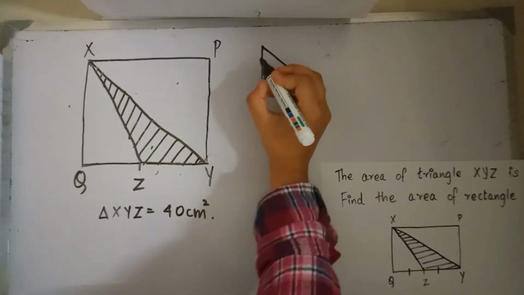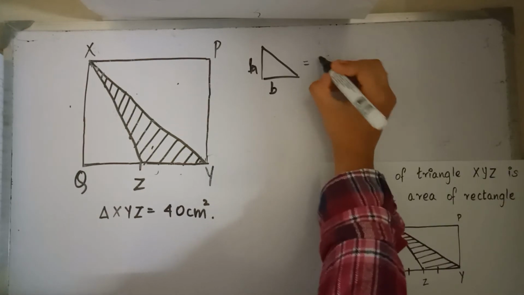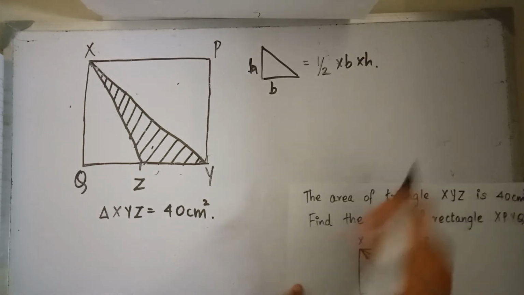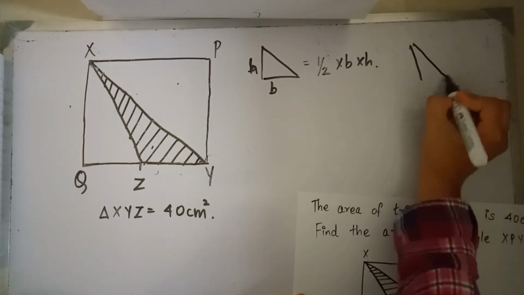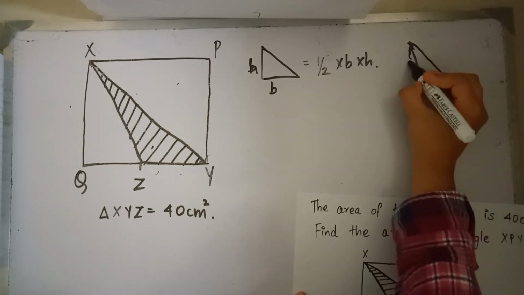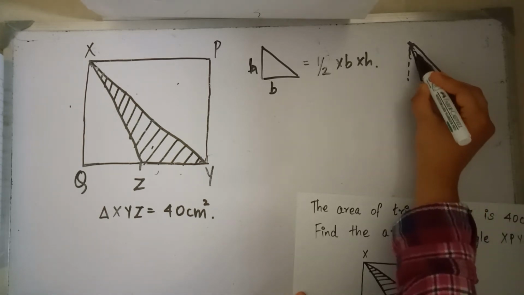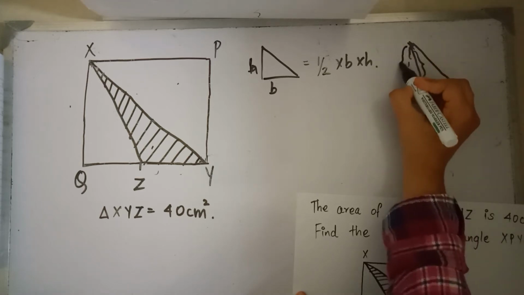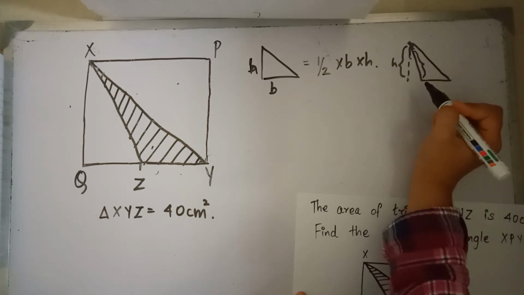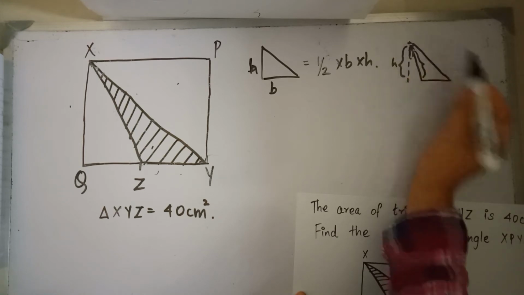If this is a triangle and this is the base, and this is the height, then the area will be equal to half into base into height. This is something that everyone's familiar with. But what if this is the triangle? Then what is the height and what is the base? Do we take this as the height, or do we take this as the height? Actually, we take this as the height. Height is this. It's the perpendicular from the base until the tip.